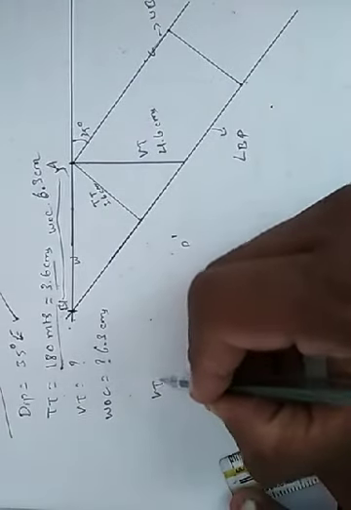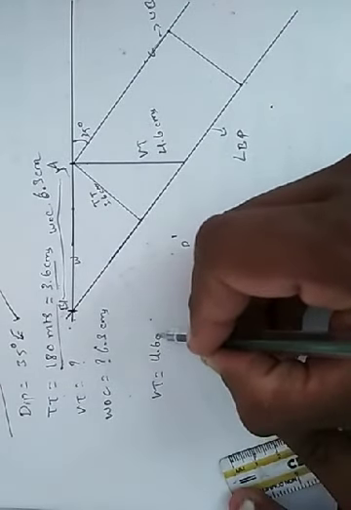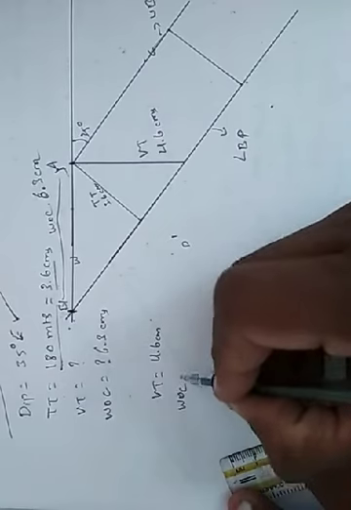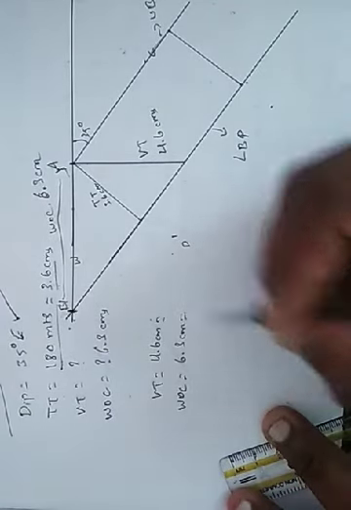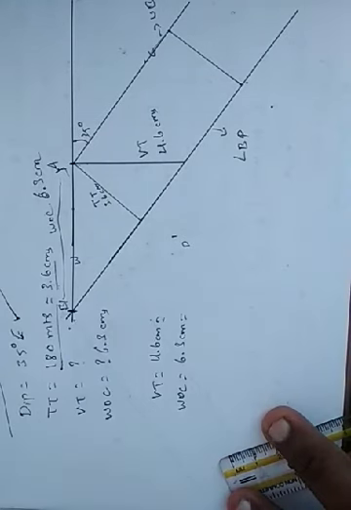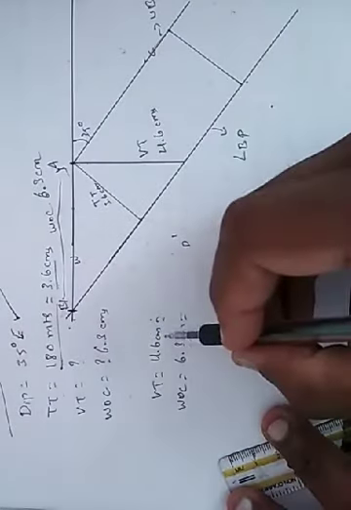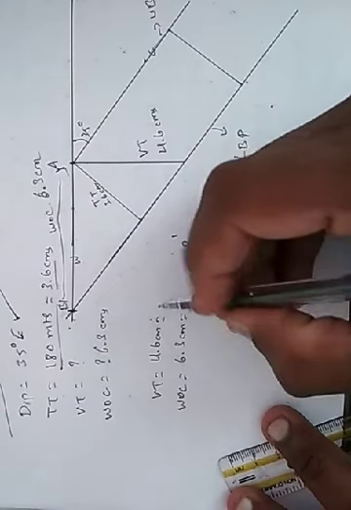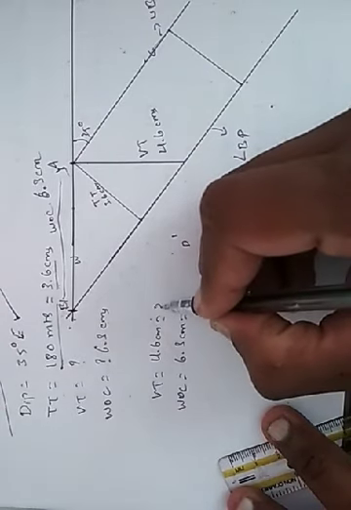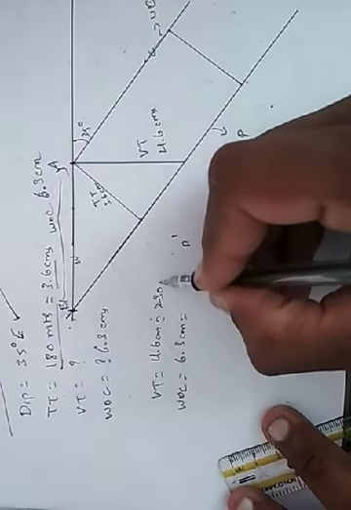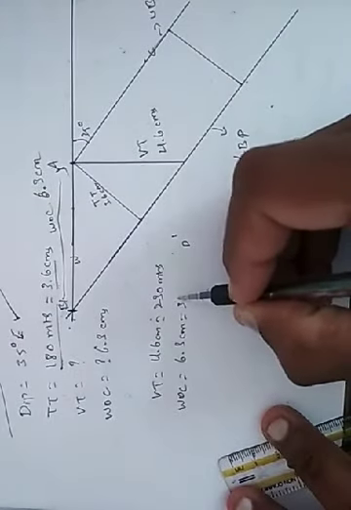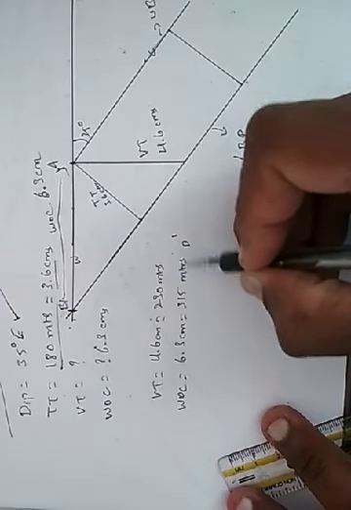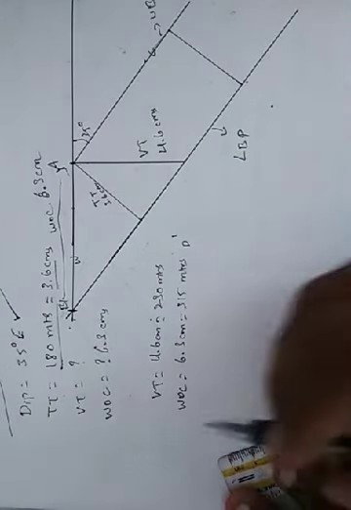So we got VT 4.6 centimeters, WOC 6.3 centimeters. When we are converting this scale into meters, so 4.6 when converting to meters, we get 230 meters, and here this will come 315 meters. So these are the values.